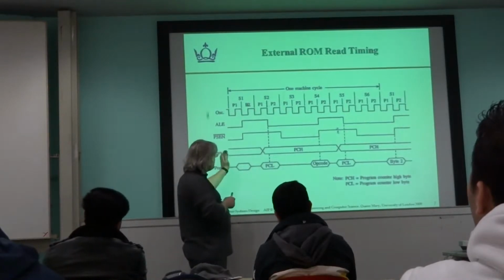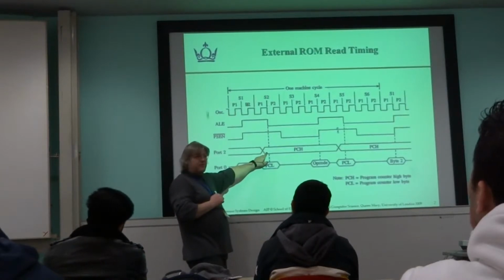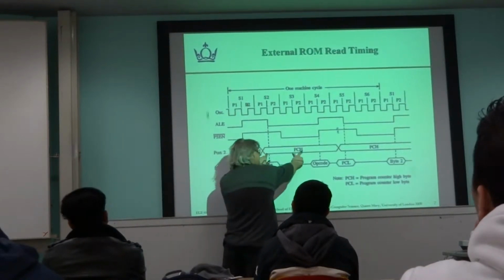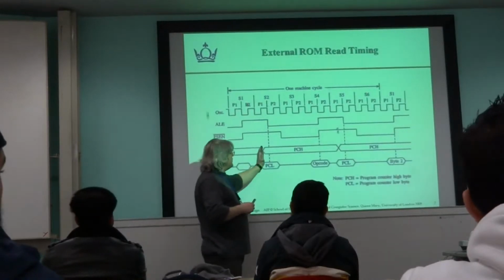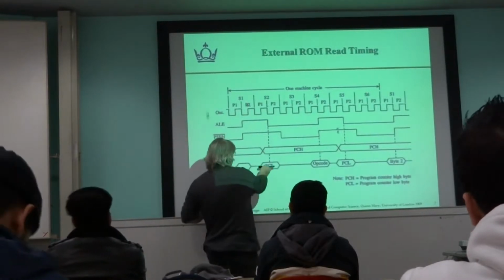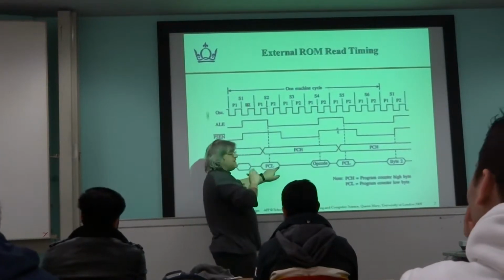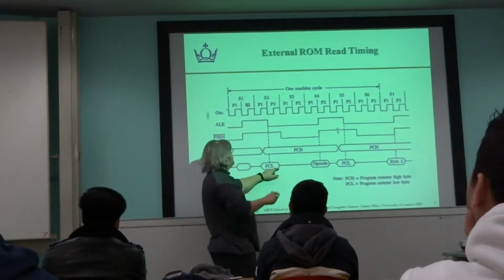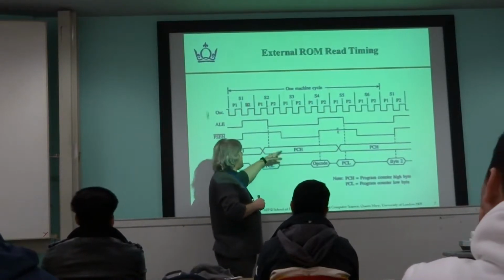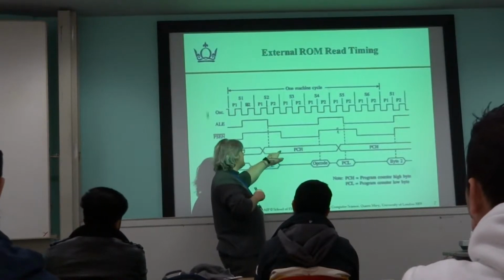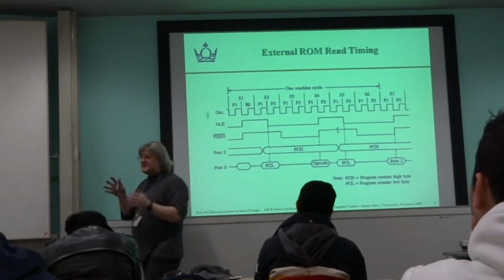You can also see around about this time, port 2 is writing out a high byte of the program counter. So that's PCH, program counter high. So from that point onwards, the latch is holding the program counter low, which is not shown on this drawing, the output of the latch, and the high part of the program counter is held on port 2. So the complete address is now available.